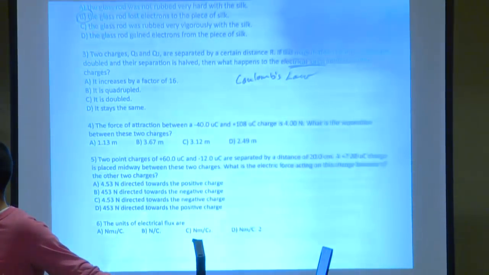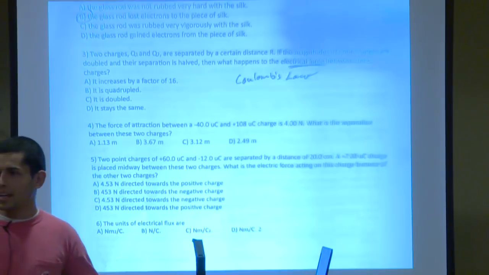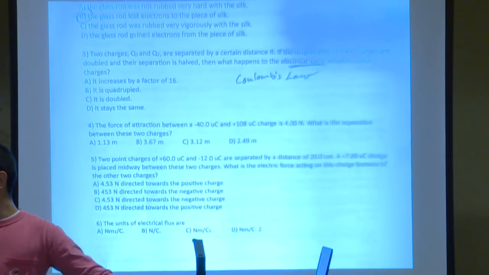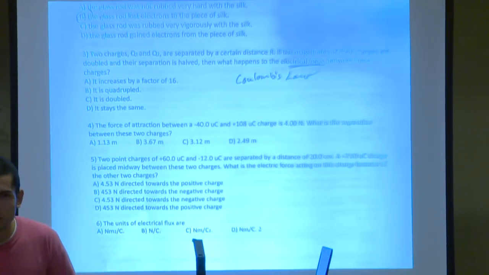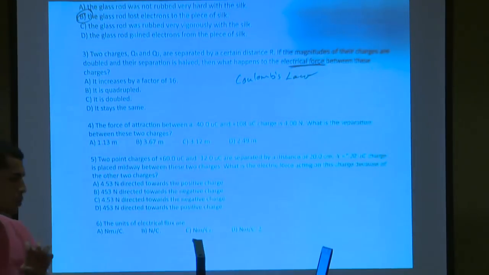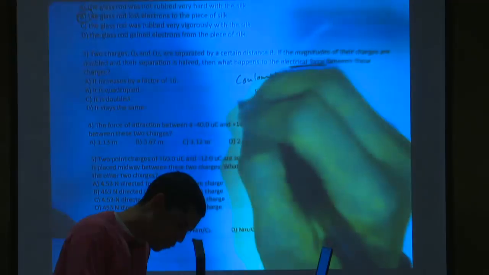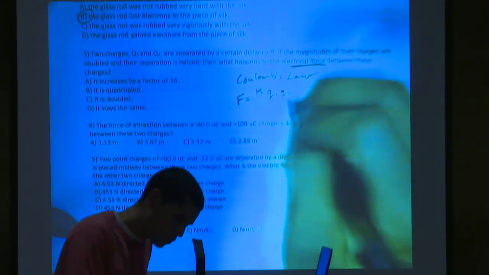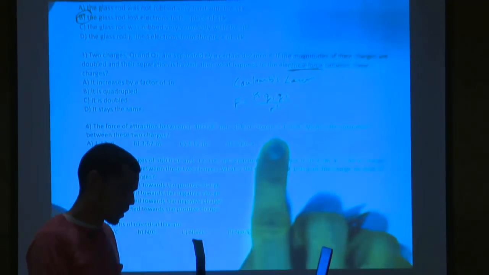Nobody can tell me? KQ over R squared. KQ with the extra Q, awesome. So KQ over R squared, but times another Q, right? Because we have a force in between two charges. So we're going to see force is equal to K times Q1 times Q2 over R squared, right?